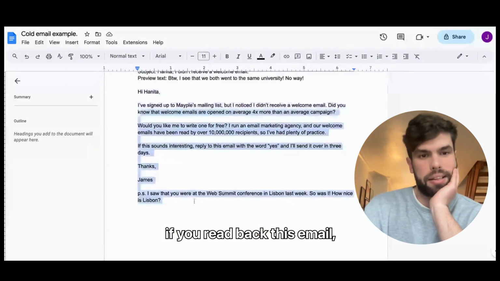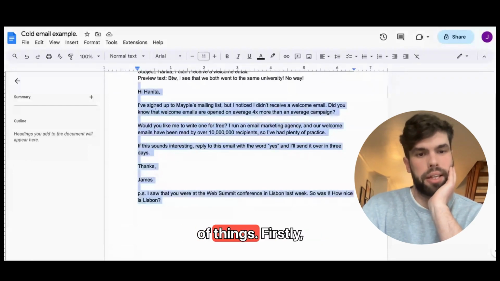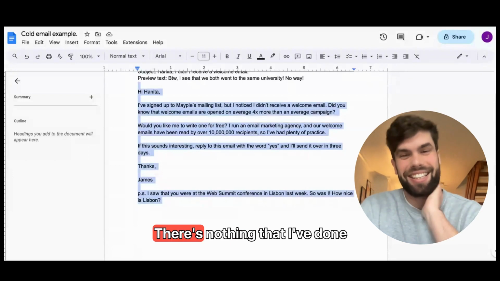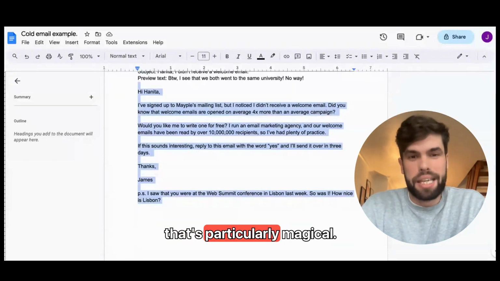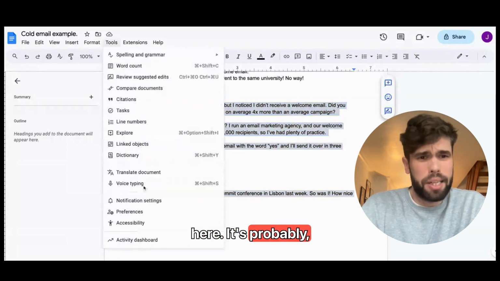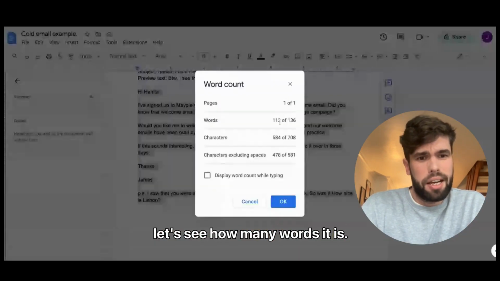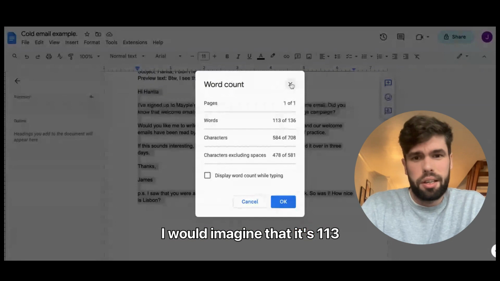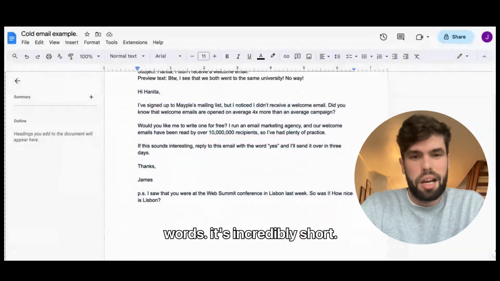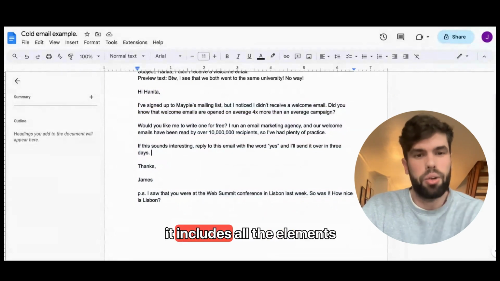Now, if you read back this email, you'll notice a couple of things. Firstly, it's incredibly unsophisticated, right? There's nothing that I've done that's particularly magical. There's no sorcery involved here. It's probably, let's see how many words it is. I would imagine that it's 113 words. It's incredibly short. However, it includes all the elements that we'd want to see from a good cold outreach email.